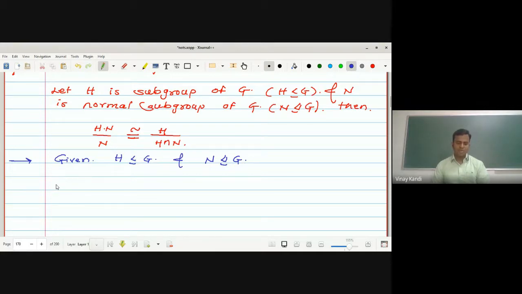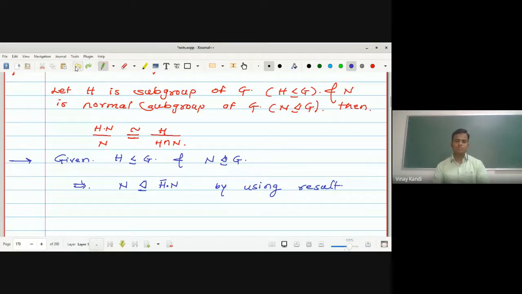If H is a subgroup of G and N is a normal subgroup of G, then this implies N is a normal subgroup of HN. Okay, by using result. Which result? Check the result in the textbook, it is a basic result. N is a normal subgroup of HN: if H is a subgroup of G and N is a normal subgroup of G, then N is a normal subgroup of the product HN.